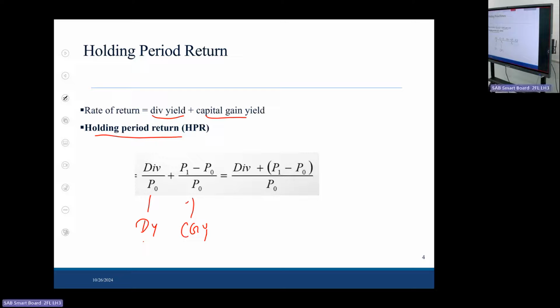If you invested for 6 months, you can calculate your holding period return as your dividend yield plus capital gain, using this formula. Further, you can simplify it in this way also. If you have any question, you can ask.